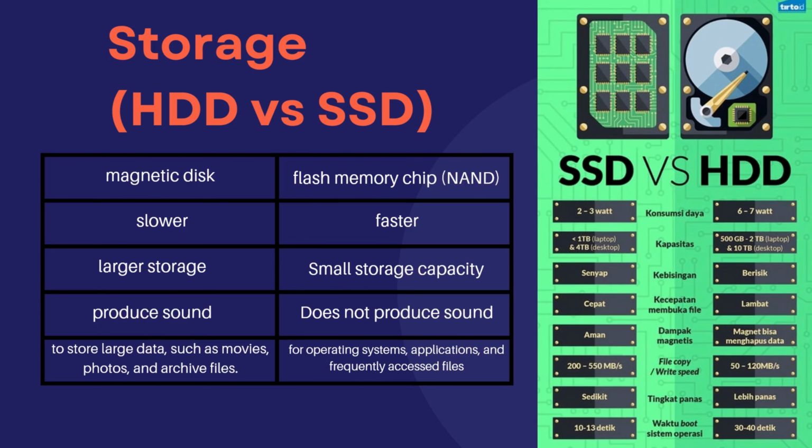To store data, we have two main options, HDD and SSD. HDDs are slower, but offer larger storage capacity, making them suitable for large files, but SSDs are faster and better for operating system and application, but they usually have smaller capacity.